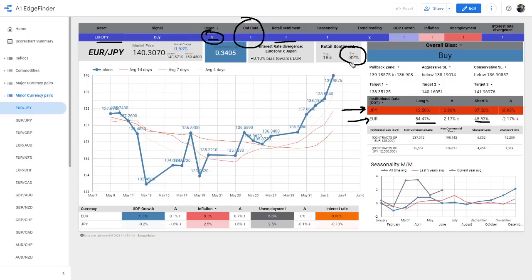If we know that the crowd data is telling us that most people are short, we want to avoid being short ourselves because that is a really risky game to play. You're going with the crowd, and the crowd tends to lose money.